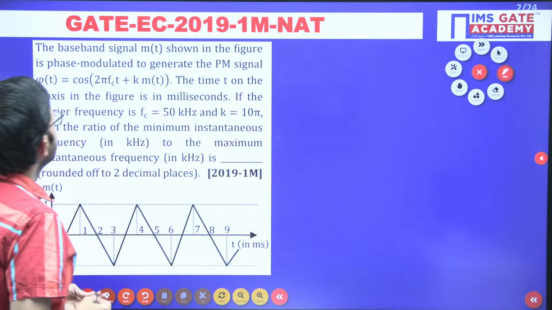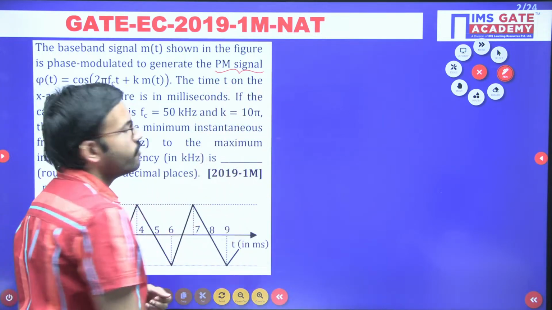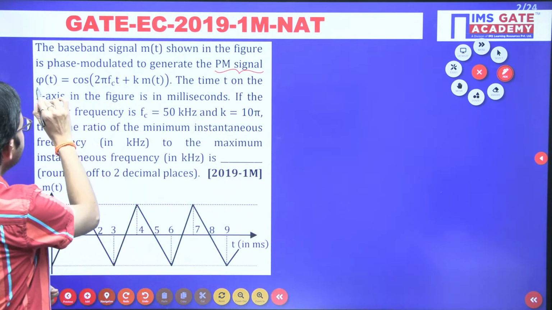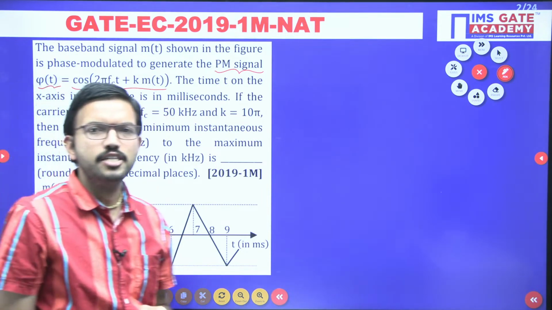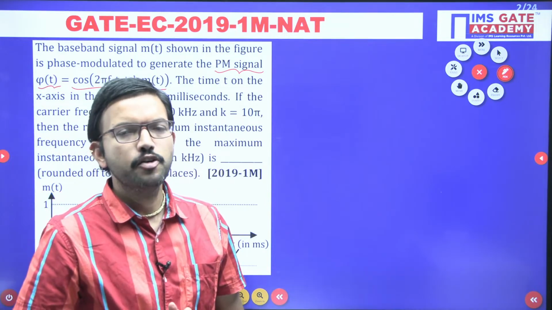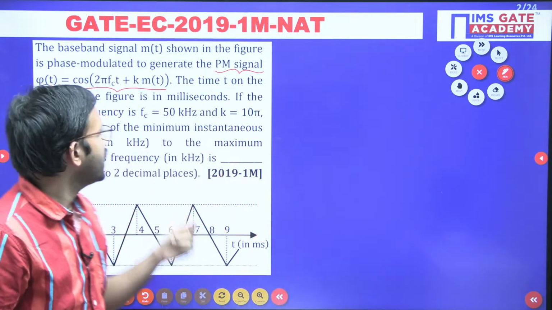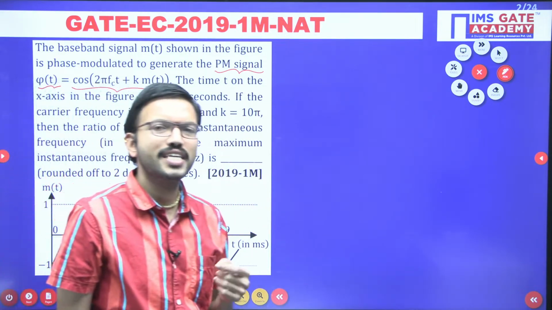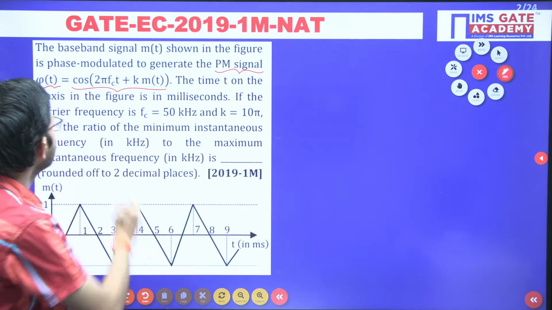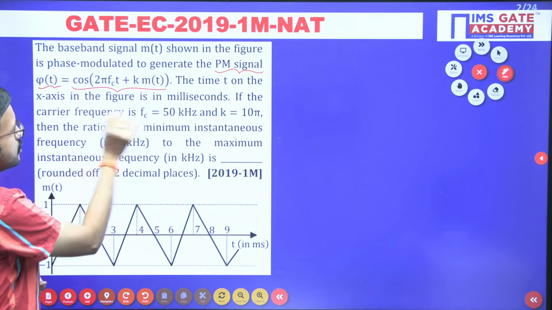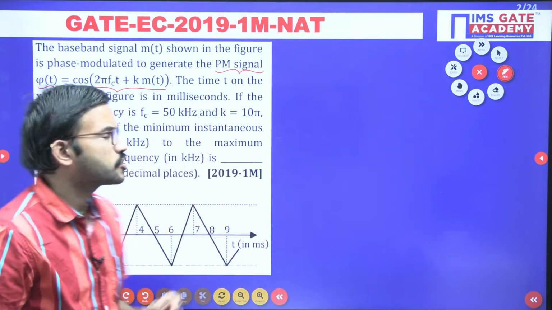In this particular question, if you observe, they have given the PM signal, that is nothing but the phase modulated signal, with the expression cos 2 pi fc t plus k into m of t. In general, you are familiar with the standard phase modulated waveform: Ac into cos 2 pi fc t plus kp into m of t. Here Ac is 1, the peak amplitude, because there is no value given, so the overall term is multiplied by 1. So Ac equal to 1.